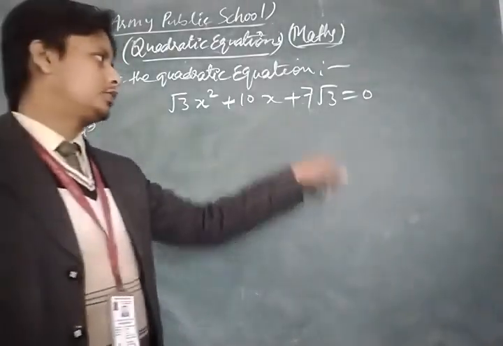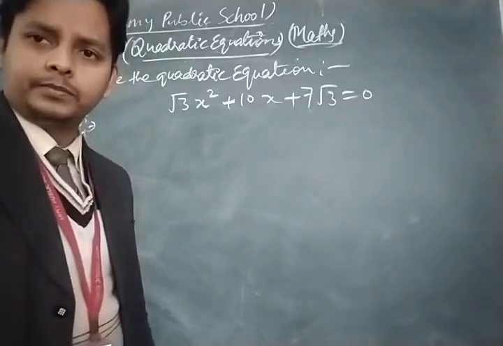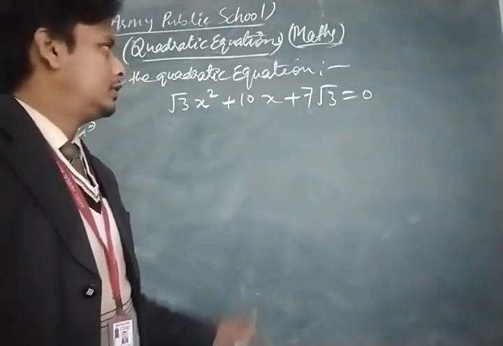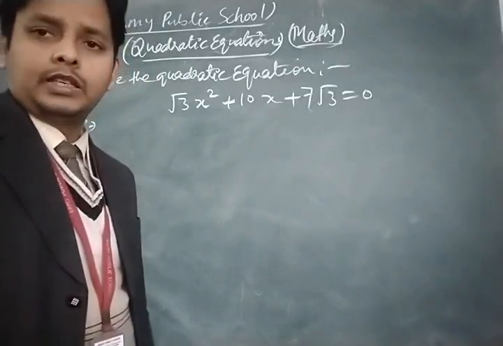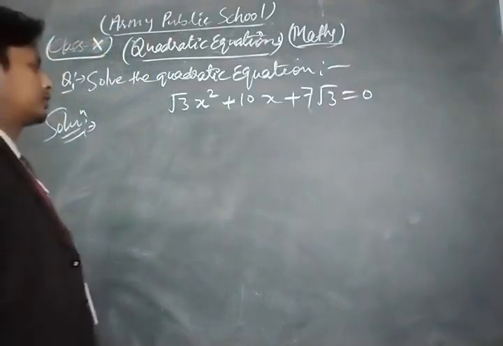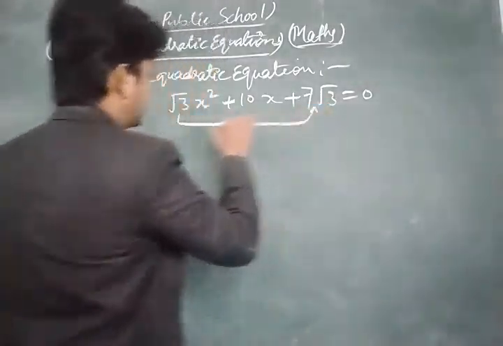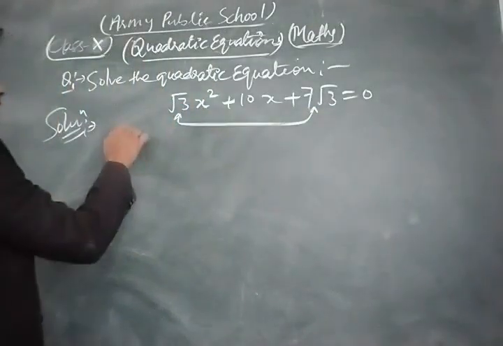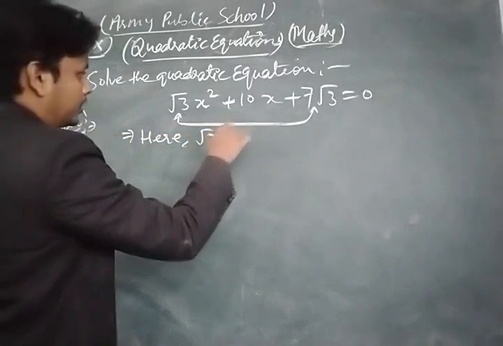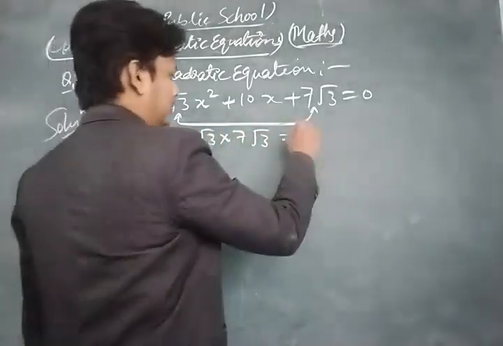So what do I do for that question, dear friends? This is a very interesting question, and we do the factorization by the method of splitting the middle term. So first of all we multiply the last term, the constant term, with the coefficient of x square. Here under root 3 into 7 under root 3, that is 21.